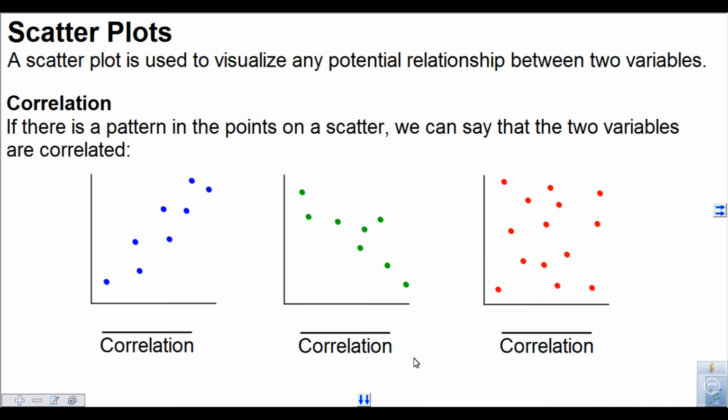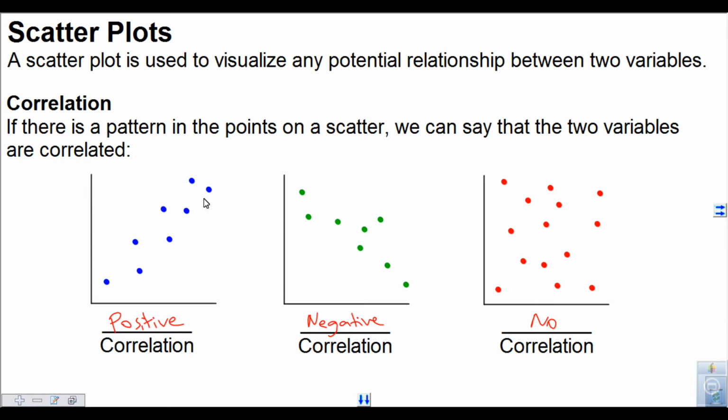So scatter plots can be used to visualize any potential relationship between two variables. Now, this potential relationship we would call correlation. So if there's a pattern in the points on a scatter plot, we can say that the two variables are correlated. When the dots are going up together, we call that a positive correlation. Just like our example, if the dots are going down, we would call that a negative correlation. And when the dots are seemingly all over the place and it doesn't appear to have a pattern, we call that no correlation.